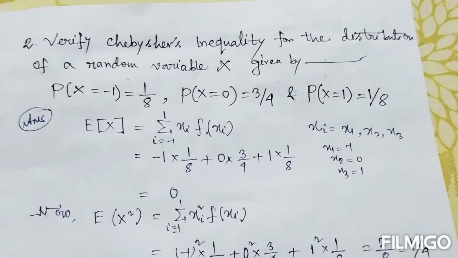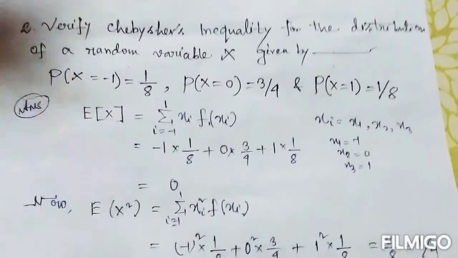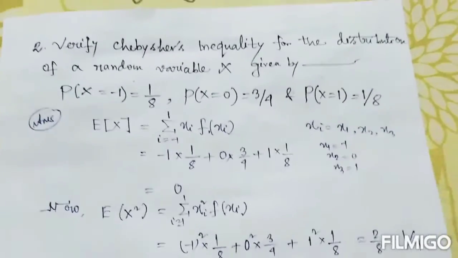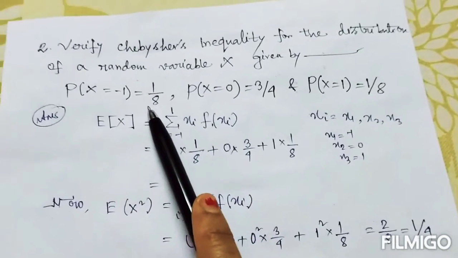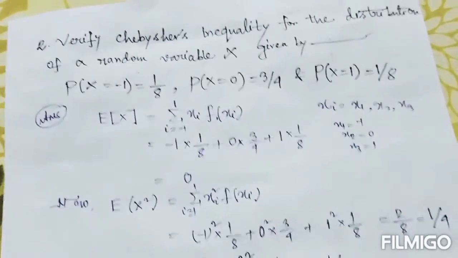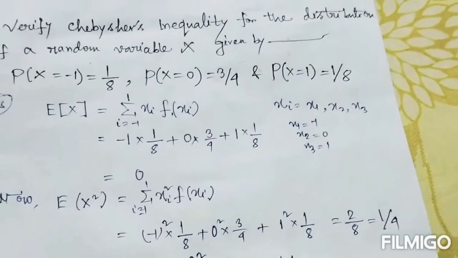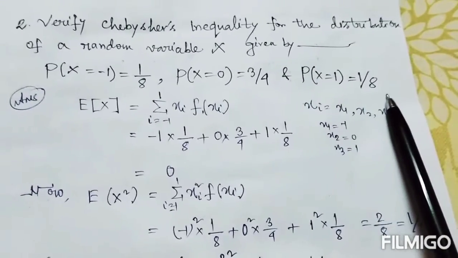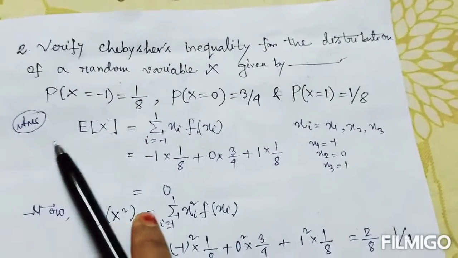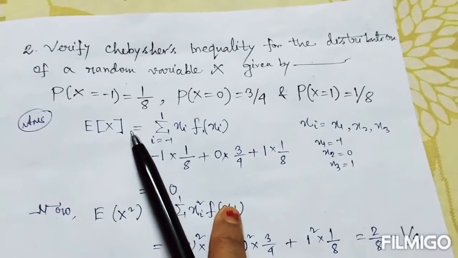Problem number 2. Verify Chebyshev inequality for the distribution of a random variable capital X given by P(X = -1) = 1/8, P(X = 0) = 3/4, and P(X = 1) = 1/8. Verify. That is, we use the Chebyshev inequality formula.